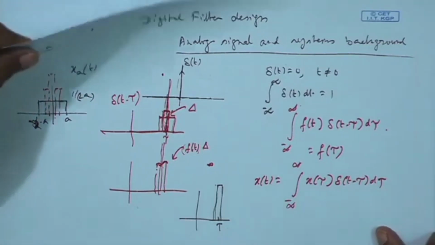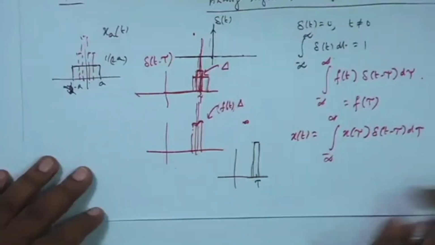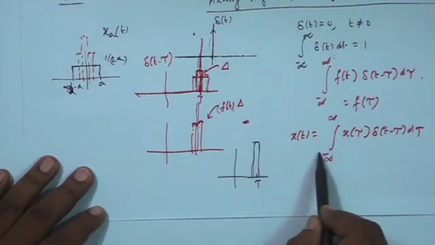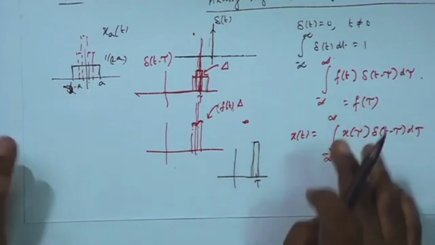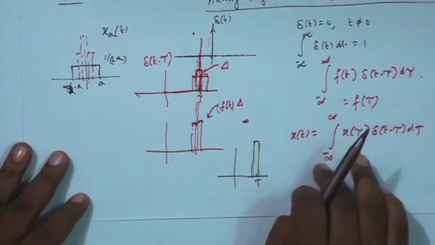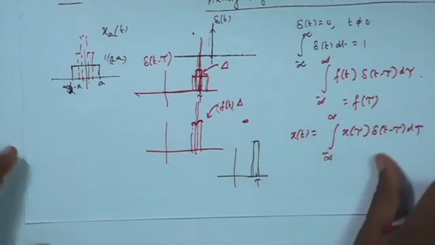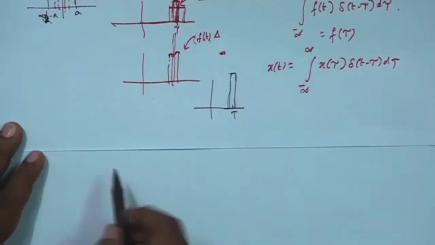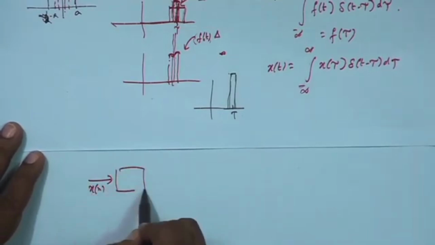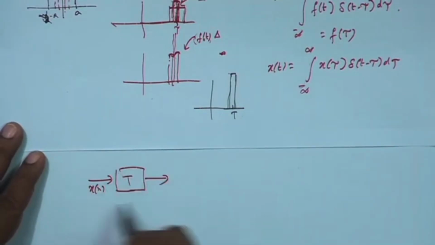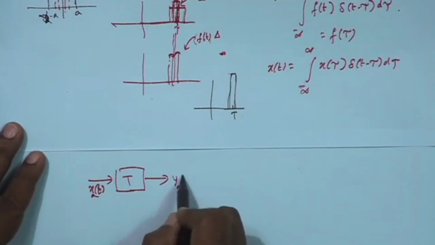Then if I pass it through a linear and time invariant system: linear system means any operation on this integration, which is a summation, will be the summation of the operations. That is, if I pass x t through an analog system T, sorry, it is x t, I am very sorry, to have y a t.